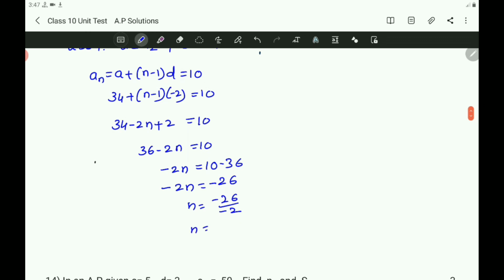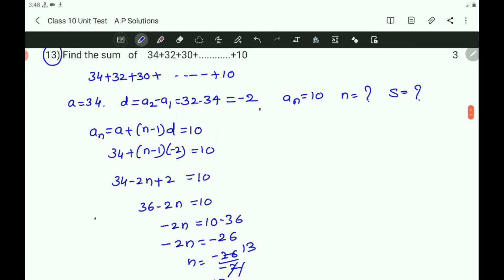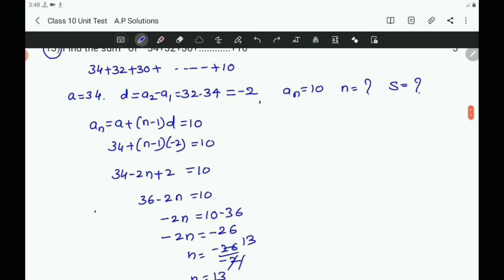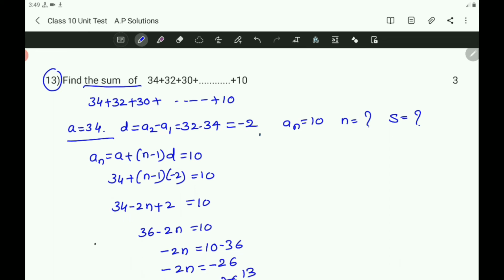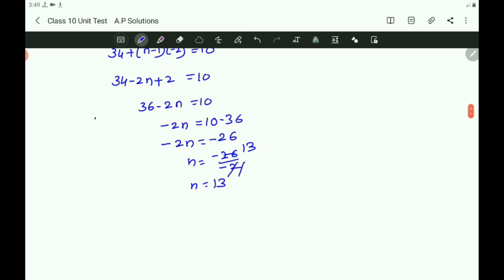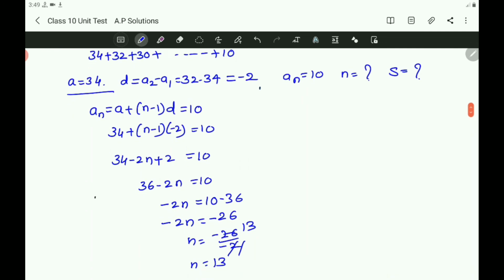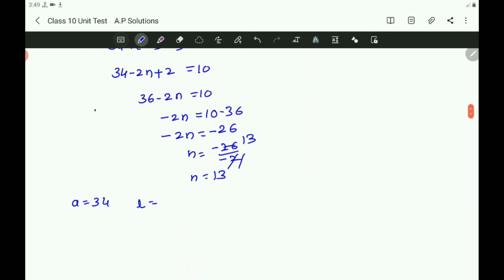That becomes n equals, 2 13s are 26, you got 13. Here this 10 is the 13th term. To find the sum, you can use any one formula. That is the formula having a, d and n, or the formula having a, n and L. So here, a is 34 and L is the 13th term, that is 10.